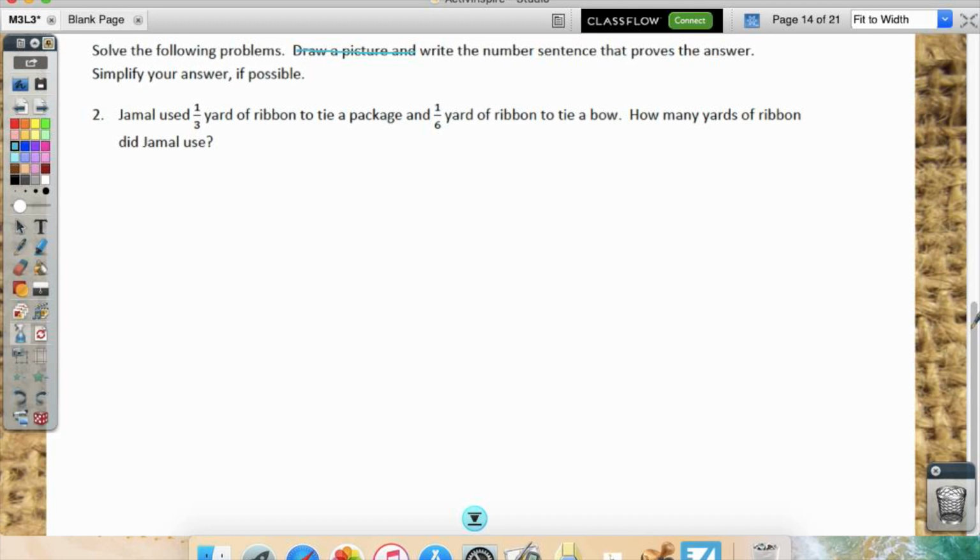Jamal used 1/3 yard of ribbon to tie a package and 1/6 yard of ribbon to tie a bow. How many yards of ribbon did Jamal use? Okay, so what is my problem here? My addition problem. 1/3 plus 1/6. And I want you to write that twice, because we're going to solve it 2 different ways. And then if we have time, I'll teach you some other stuff.